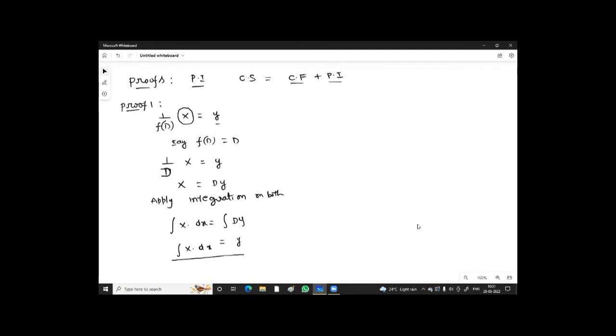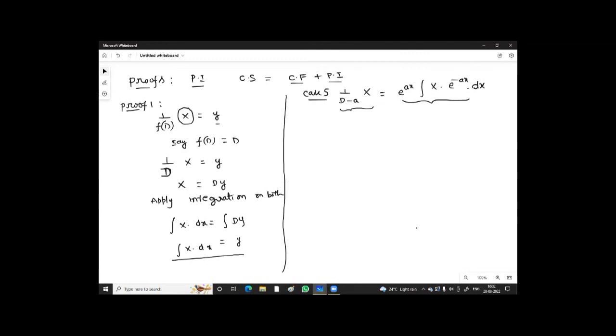Now let me say proof 2. We have seen this one also under case 5. Under case 5 we have seen that 1 over D minus a operating on capital X is equal to e to the power ax times the integration of X e to the power minus ax dx. That's it. I told you, if you get this in any particular integral, you can write this as the output directly. But how?